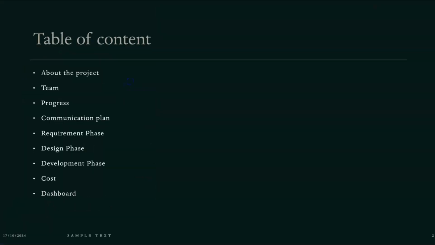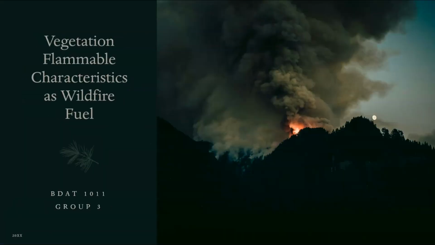Today we are presenting the vegetation flammability characteristics as a wildfire fuel. Our group number is 3. Next slide, please.